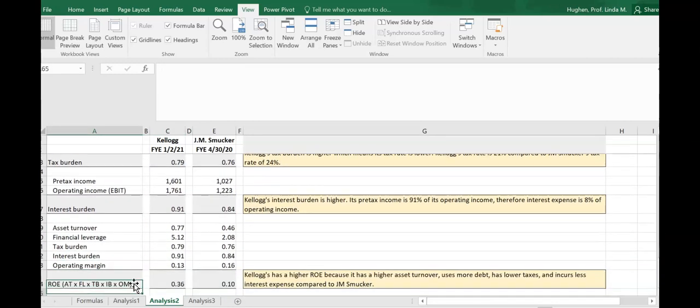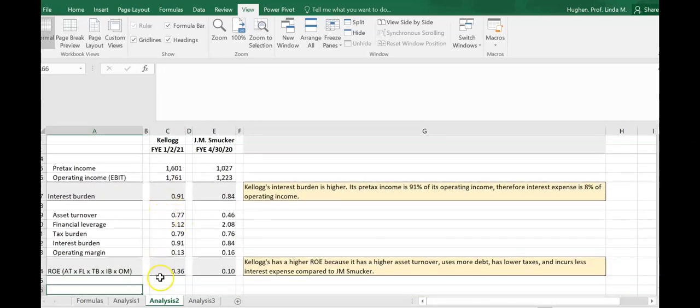And then how about our 5 components here? If we're looking at ROE in all of its components, asset turnover is higher, financial leverage is higher, the tax burden is better because there's a lower tax rate, and the interest burden is better. There is a greater portion of operating income being retained as pre-tax income after covering interest expense. And all of these factors are more than offsetting the fact that the company has a lower operating margin.